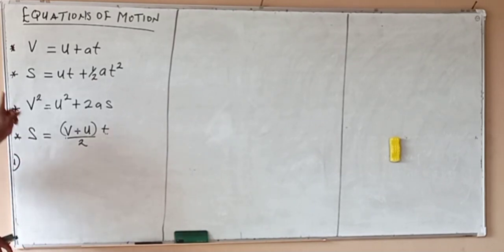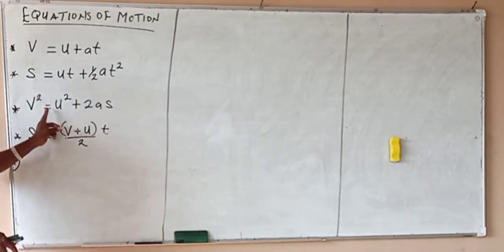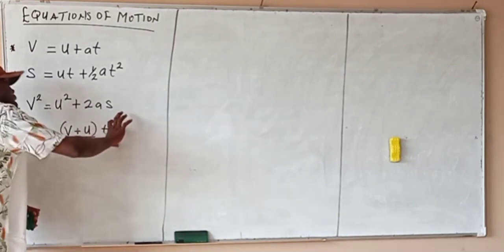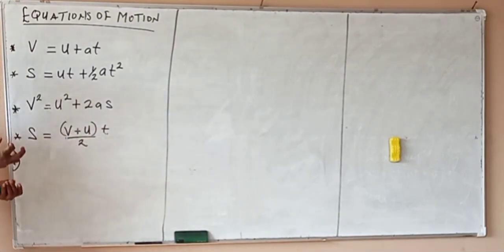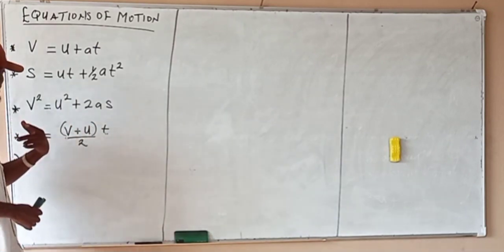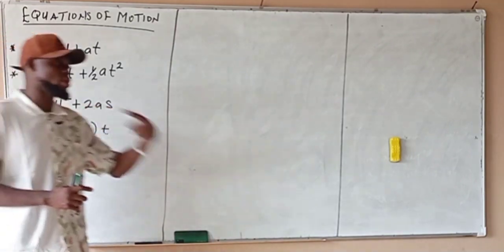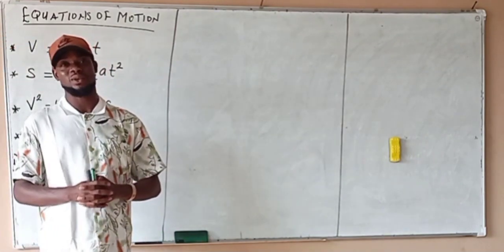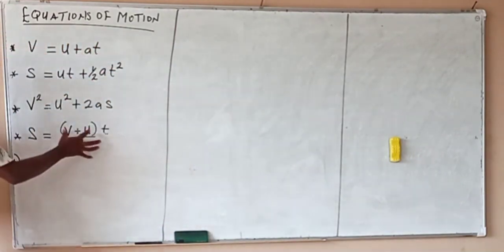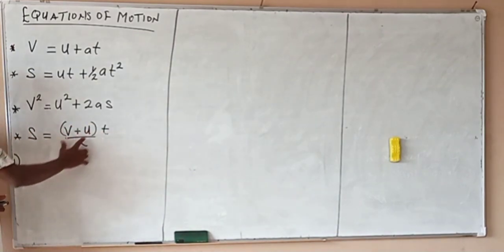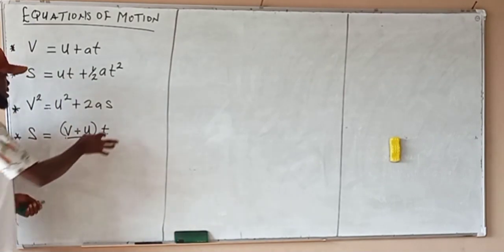Then the third one is V squared is equal to U squared plus 2AX. Then this last one is not actually an equation of motion per se. This is just from average speed. You get the distance moved when you know the average speed of a particular body. So this will be the average speed times time, and average speed is V plus U over 2, times time.